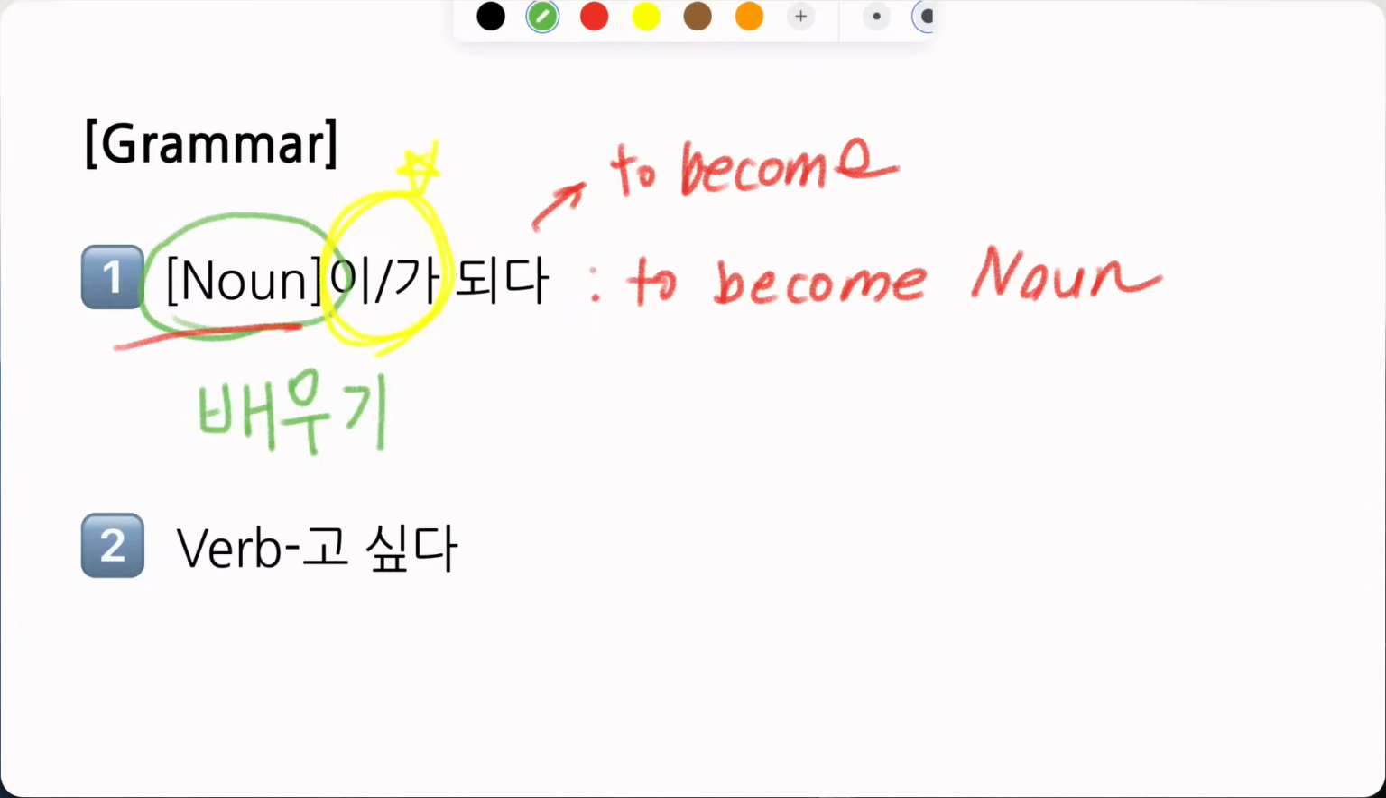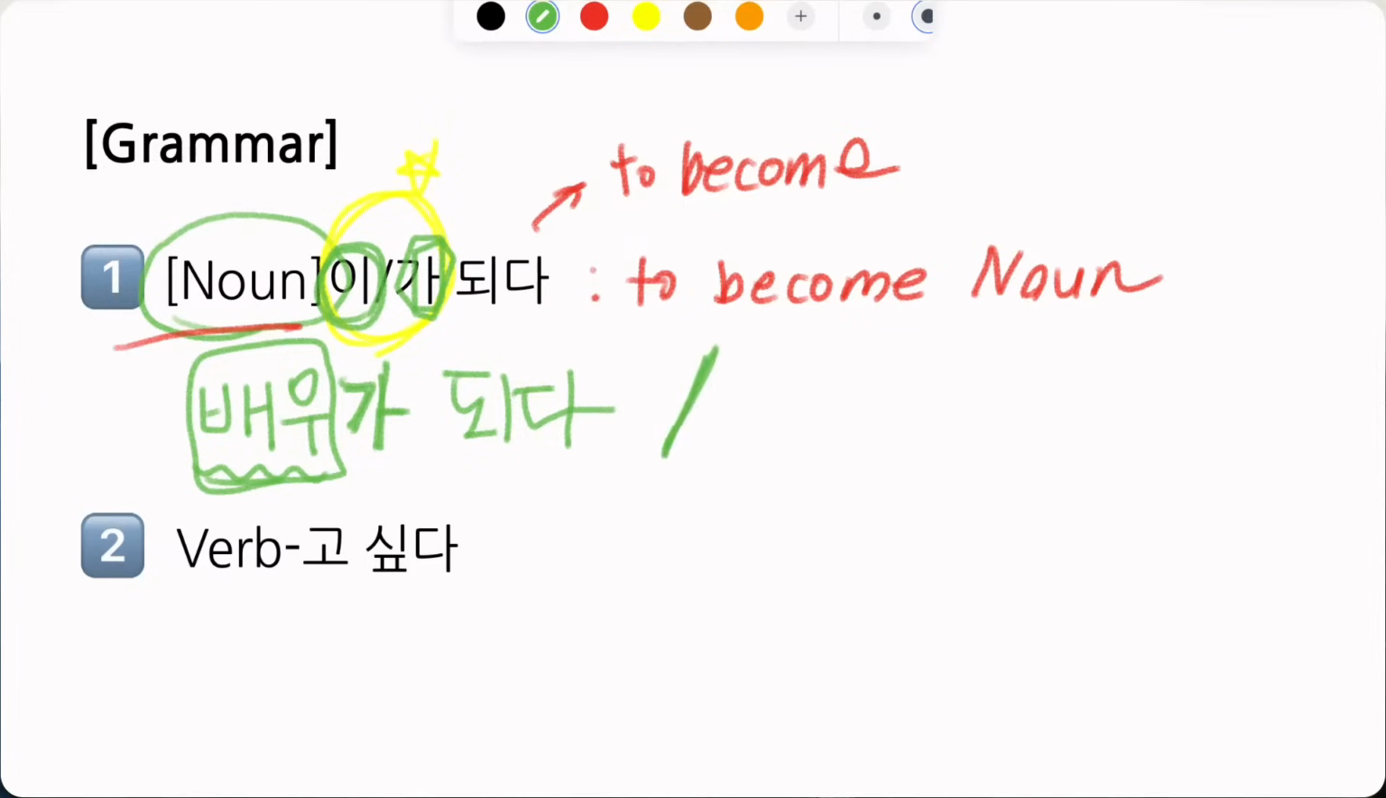So 배우, 가, since 배우 ends in a vowel, we have to add 가. If the noun ends in a consonant, you should be adding 이. But 배우 ends in a vowel, so that's why we put 가. So 배우가 되다 means to become an actor.